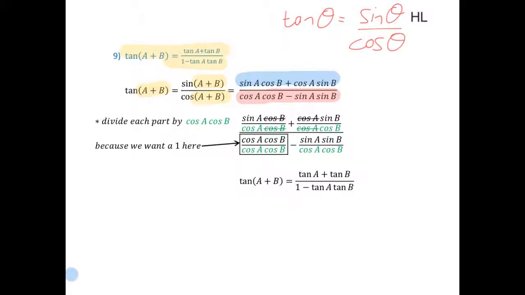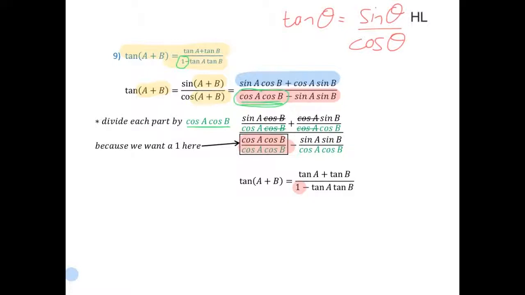Now comes the main trick of this question. What we need to realize is that in this part of our equation here, if we look above, it's just a 1. So if we want to have a 1 on the bottom left of this fraction, we need to divide everything in this fraction by cos a cos b, because that's what's written here. And when we do cos a cos b divided by cos a cos b here, we'll get that 1 that we're looking for down below.